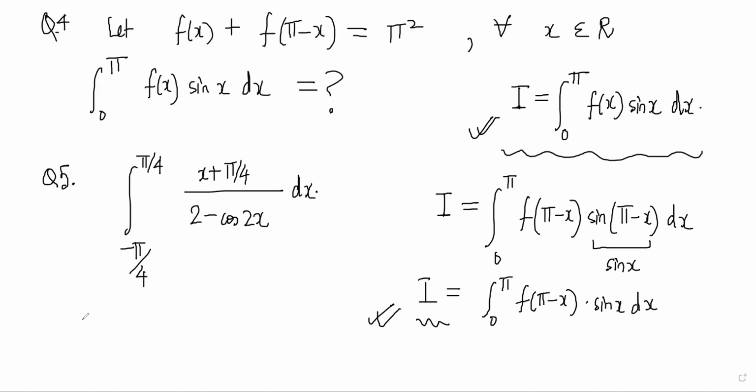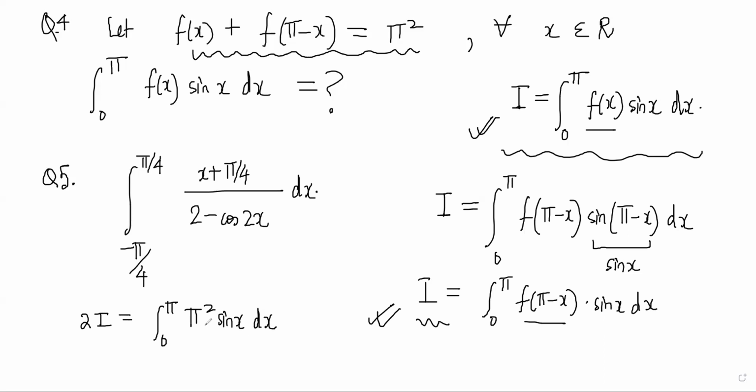We add them now, simple 2I, you will get 0 to pi f of x plus f of pi minus x, and whole thing multiplied by sine x, right? Yes, sir. And now we can use this identity, right? Yeah. So you'll get a pi square sine x, right? Yes, sir. So now it is over because you can take pi square like this, and sine x integral is minus cos x, and you will calculate 0 to pi. It may be 1 minus minus 1. It will be 2 pi square, right? Yes, sir. So I is equal to pi square, no?